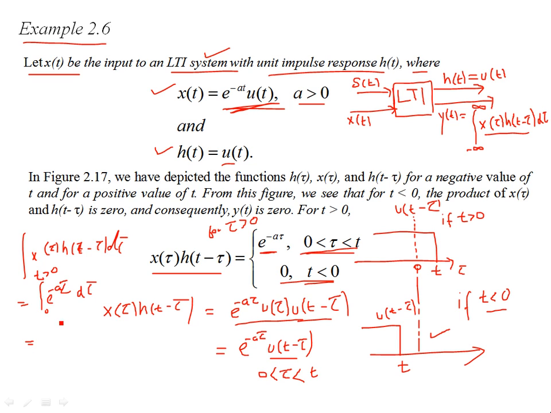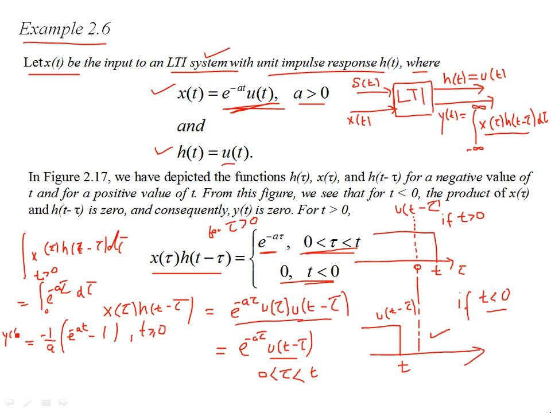That means if you carry out this integration, this will be minus 1 over a, and this will be e to the minus at, minus 1. And if I have to write this again, this result is valid for t greater than 0, because for t less than 0 there is no overlap, and for t greater than or equal to 0 the y of t exists, otherwise it doesn't exist. This is my y of t.